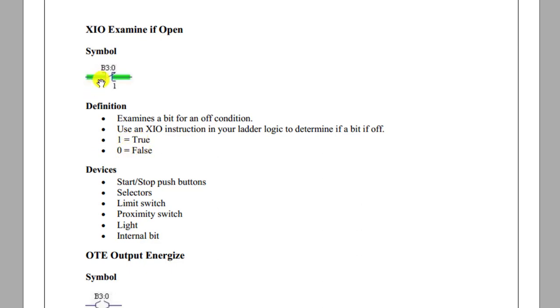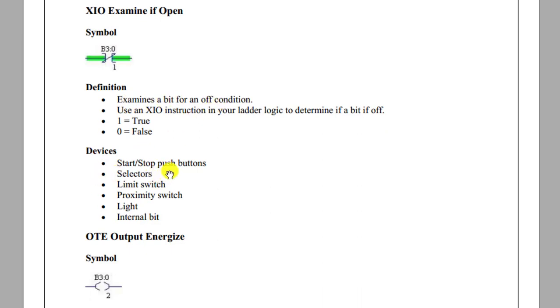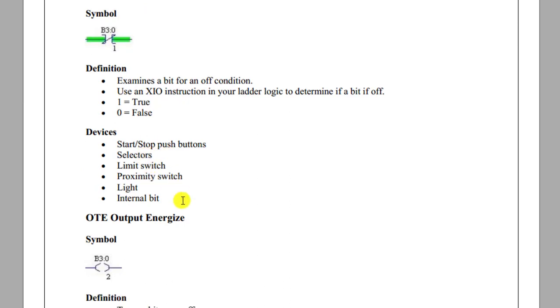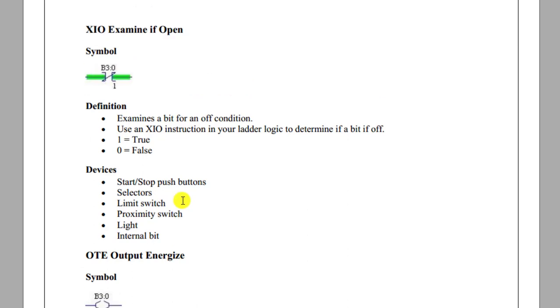That means that if you are not applying any input, then it would be forwarding the output to the other end, and if you're applying any input, that is input is 1, then the output would be off, that is 1 is equal to false and 0 is equal to true. It examines a bit for an off condition, and these switches are also used in start, stop, push buttons, selectors, limit switch, proximity switch, light and internal bits, same as the ones that include examine if closed switches.